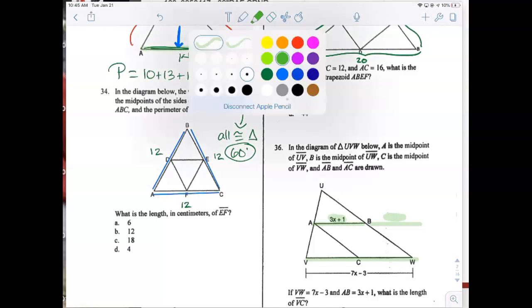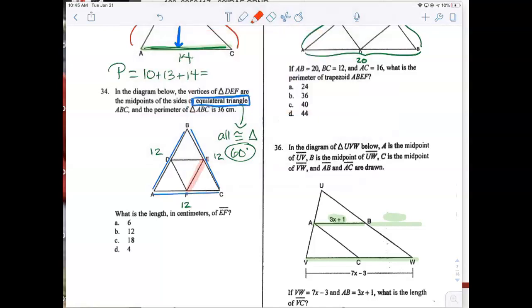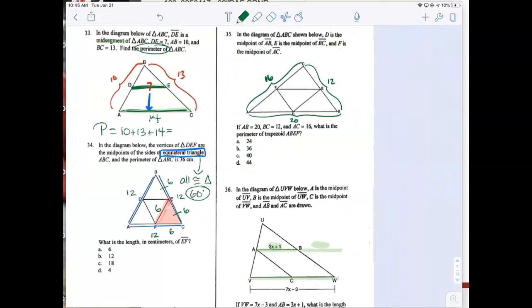So if I highlight E to F, that's this piece right here. We can break this down even further since we have midpoints. So these are going to be 6 and 6, which means that this triangle right here, where we wanted to find E to F, has to have all sides of measurement 6. So E to F has to be 6 as well.